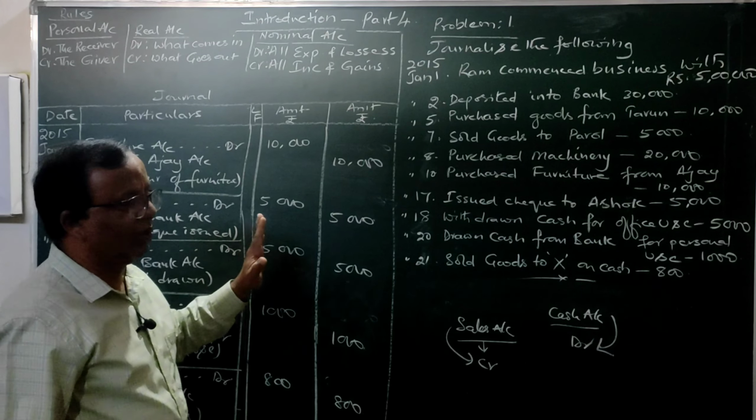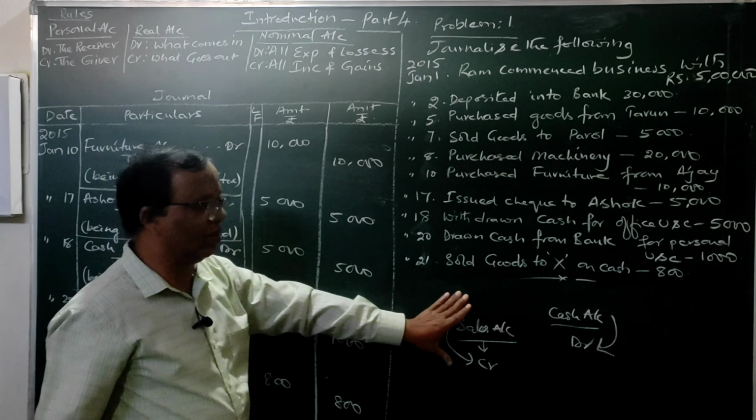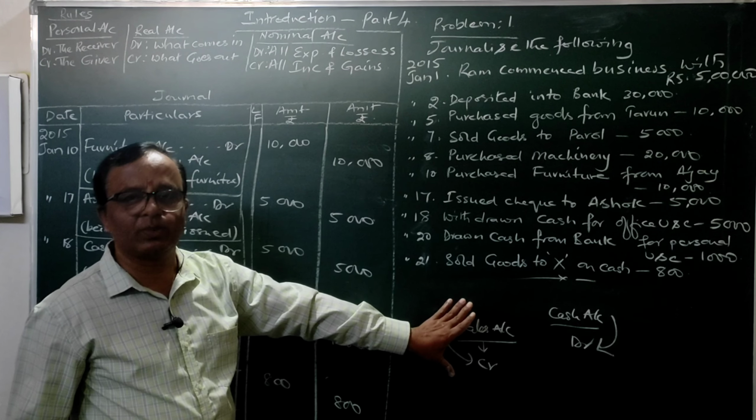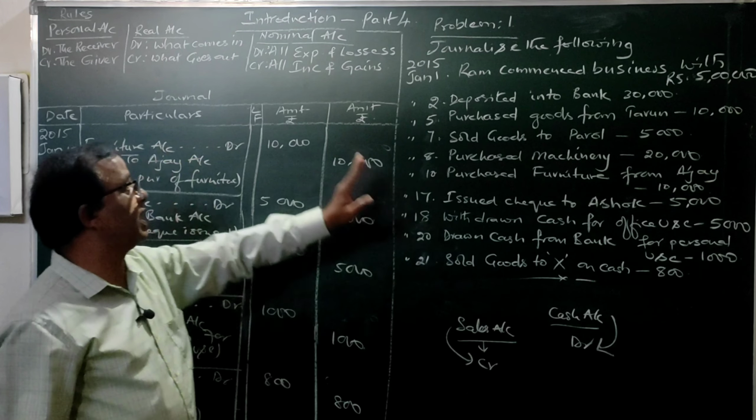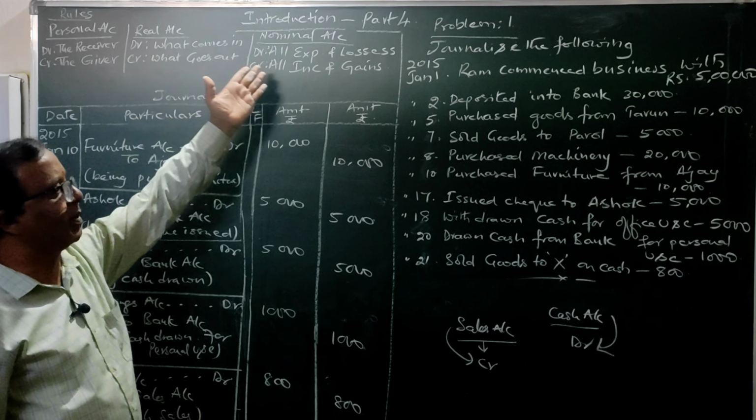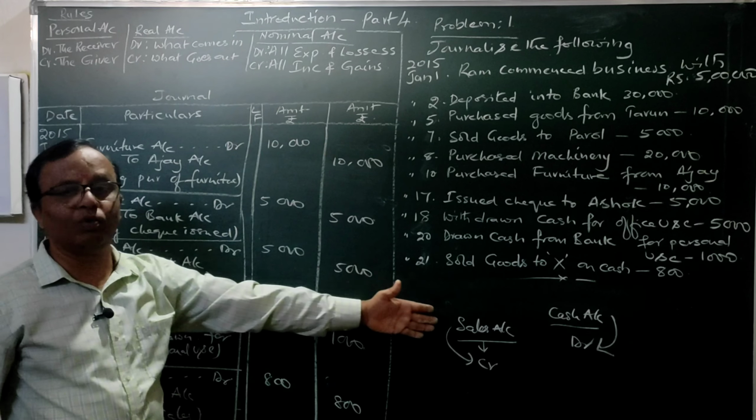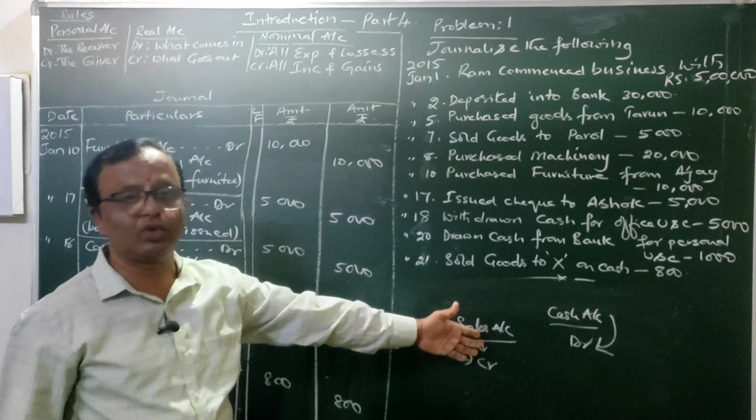Like this, if we take up the problems for every transaction, first of all you imagine what accounts are affected. After imagining the accounts, check which particular category it belongs to, whether personal, real or nominal. Based upon that, apply the rule, then you will know what to do. Should we debit it or should we credit it?